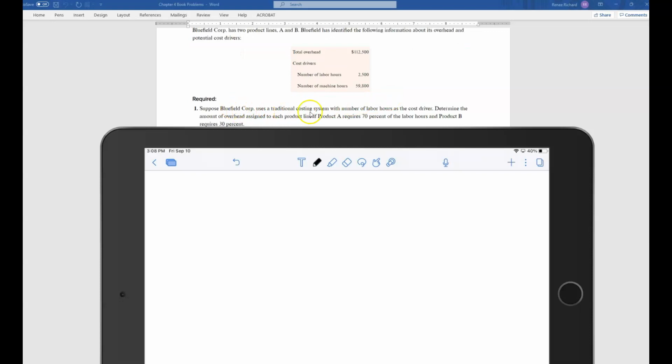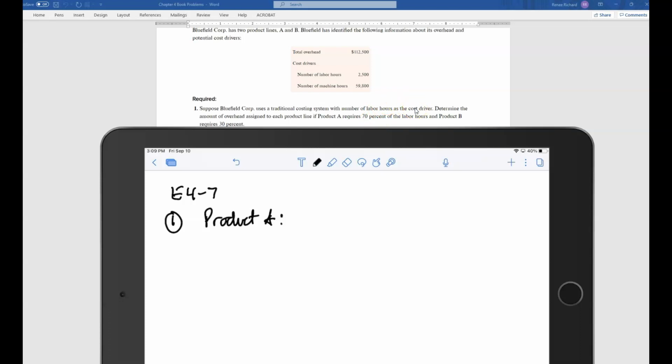What they told us is they use a traditional costing system with labor hours as the cost driver or the allocation base. So this would be the base. So we're asked to determine the amount of overhead assigned to each product line if product A uses 70% of the labor hours and product B requires 30%. Okay, so this is E4-7, number 1. So product A, they're saying that product A requires 70% of the labor hours, and they use labor hours as a cost driver.